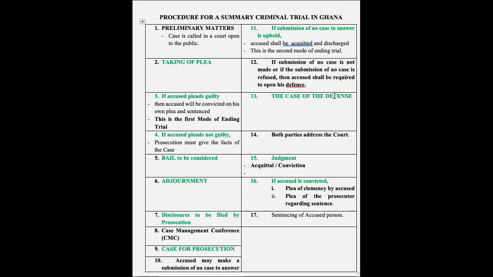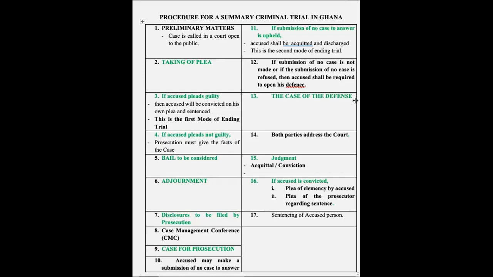After the case management conference, the next thing is that when we come to court again, the prosecution will have to open their case. They will open their case by calling their witnesses: PW1, PW2, PW3, PW4. They'll call all their witnesses, prosecution witness 1, prosecution witness 2, prosecution witness 3.